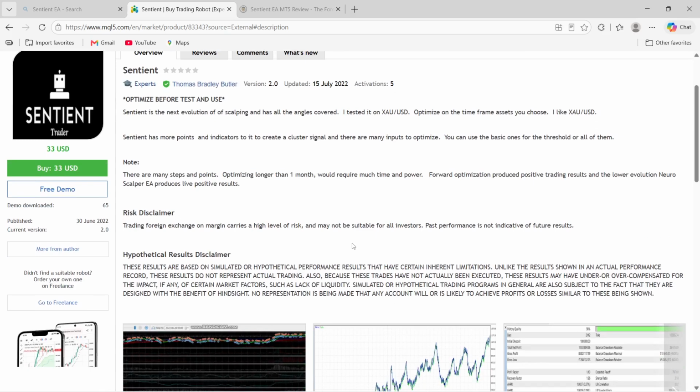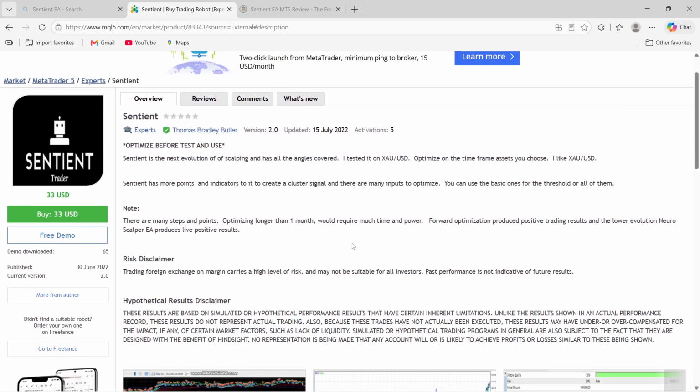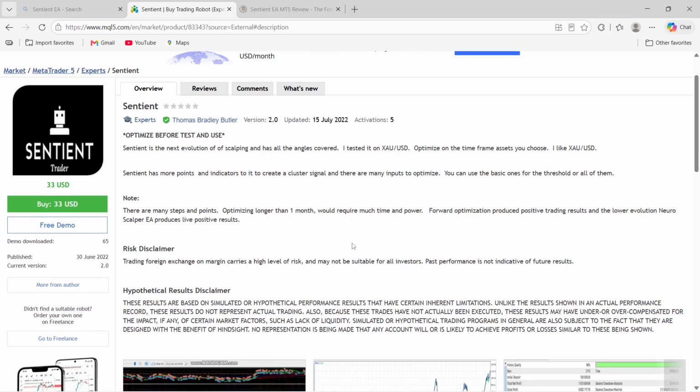They say Sentient has more points and indicators compared to their previous EA, and that these are combined into a cluster signal. So in plain trader language, instead of just using one or two indicators to decide when to buy or sell, Sentient is checking a bunch of conditions at once. Maybe trend, maybe volatility, maybe some candle patterns or oscillator levels. They don't spell out the exact formula, but they want you to know it's multi-layered.